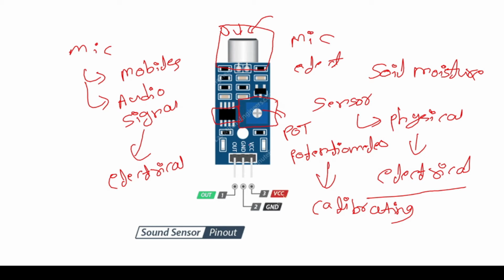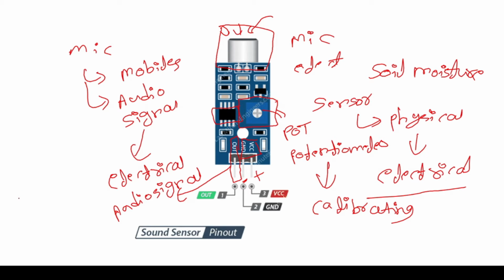Now, what are the pin configurations of our sound sensor? As with all sensors, it needs a power supply for powering its components. For this we have two pins, VCC and ground. Positive is given to VCC and negative to ground. We also have one output pin, which is used for collecting the audio signal, and this output pin will be connected to our controller.